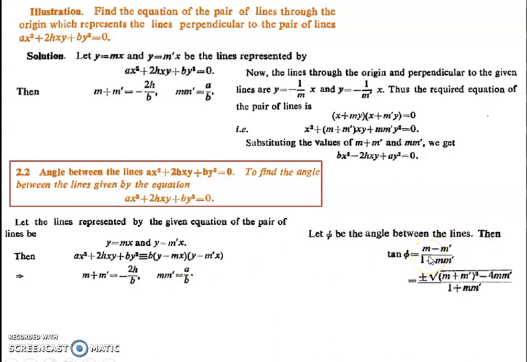This is a known result from trigonometry, that tan theta is equal to (m1 minus m2) over (1 plus m1 m2). Here m and m dash we take, and this m minus m dash is equal to square root of (m plus m dash) square minus 4m m dash, over 1 plus m m dash. I put the value of m plus m dash, which is equal to minus 2h by b, and m into m dash, which is a by b. On simplifying, I got this.